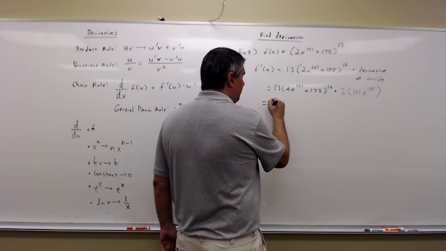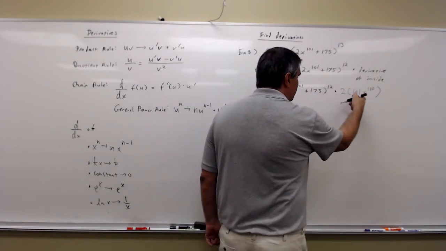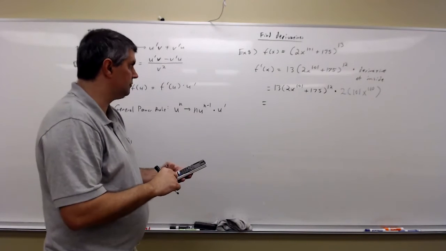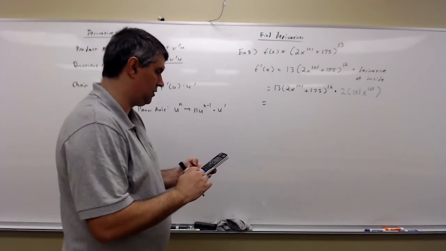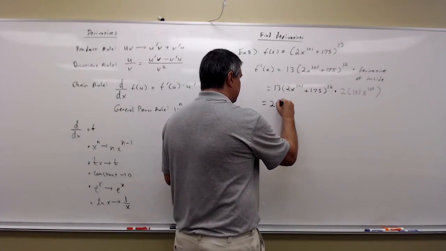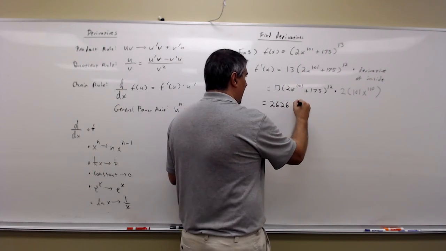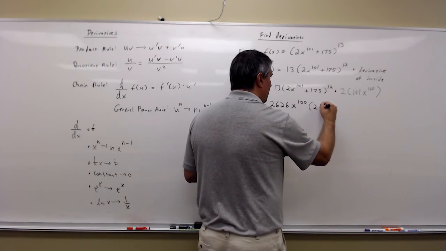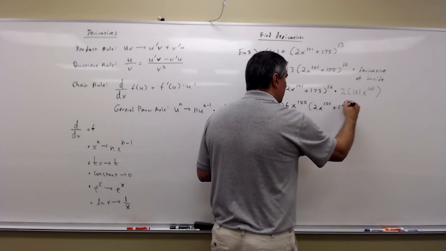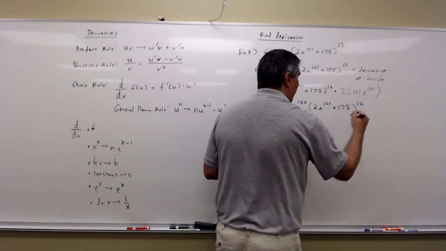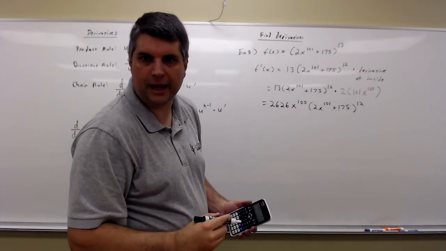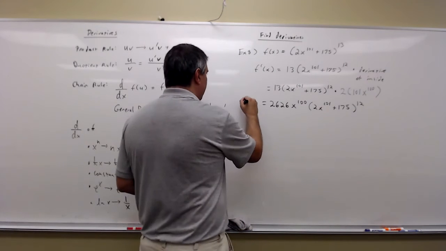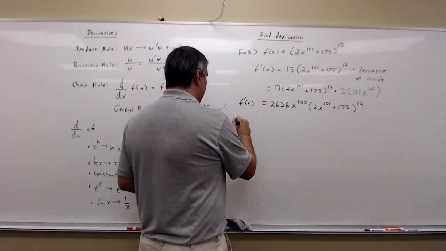So this whole thing becomes 13 times 2 times 101, which is 26.26, x to the 100th, times 2x to the 101st plus 175 to the 12th. And that's where all that comes from. So that's f prime of x. Example 9.